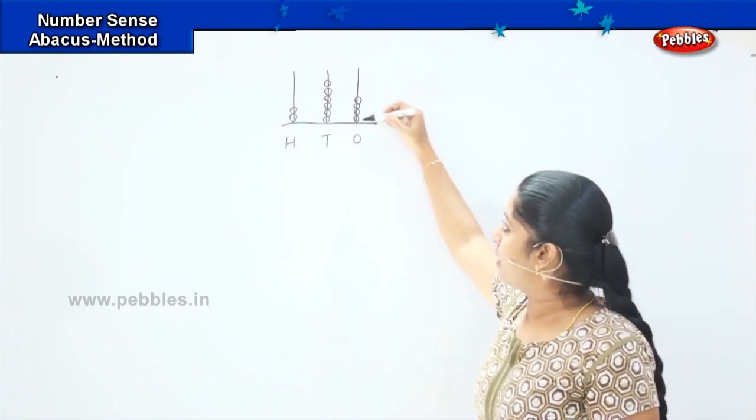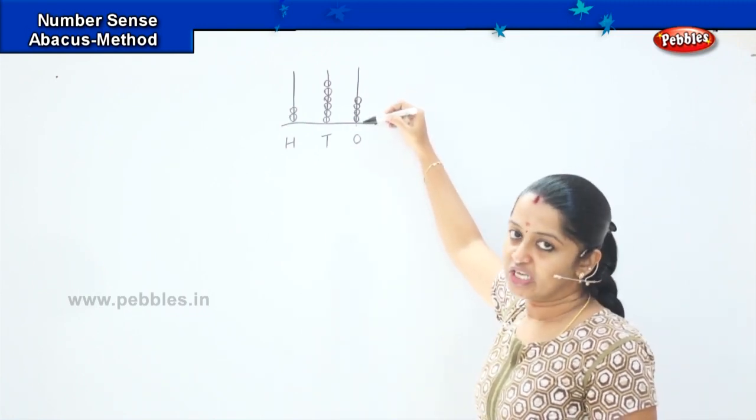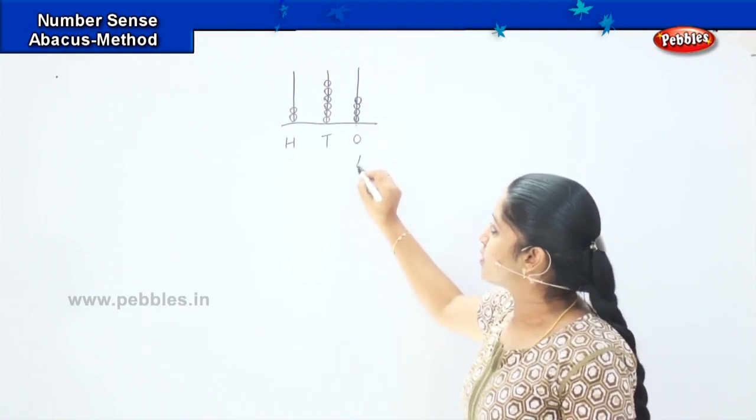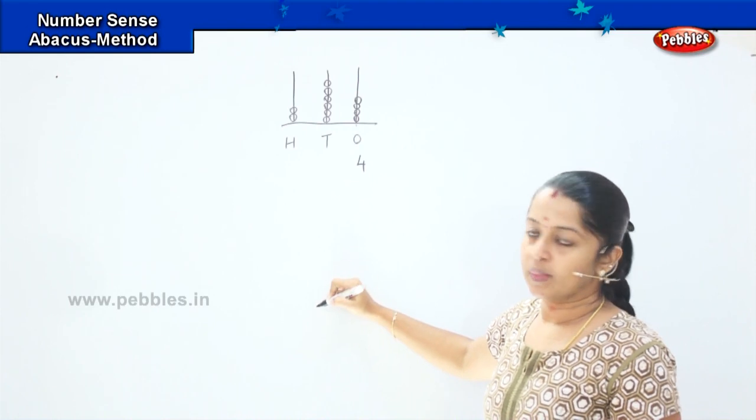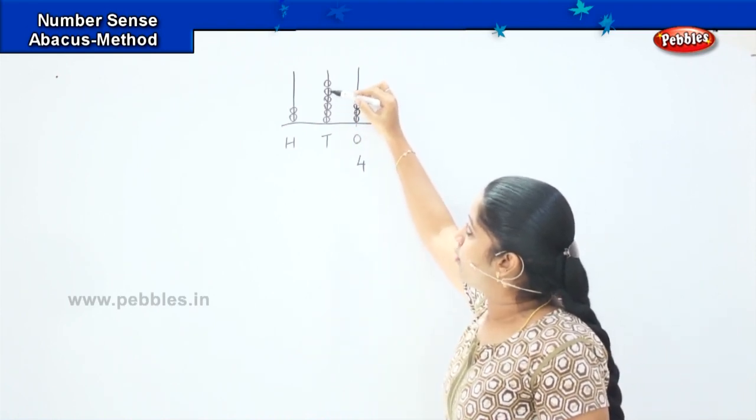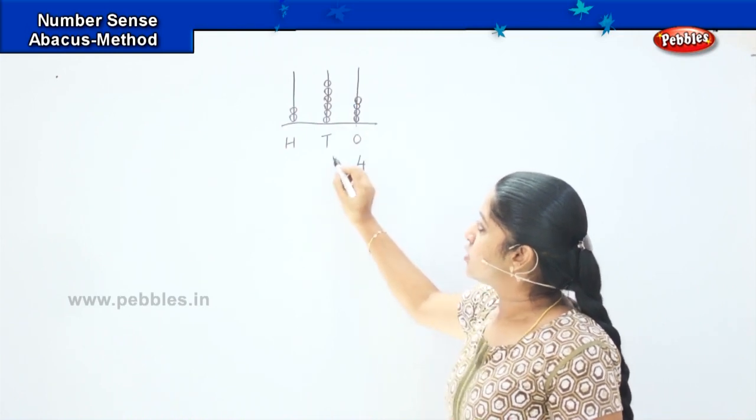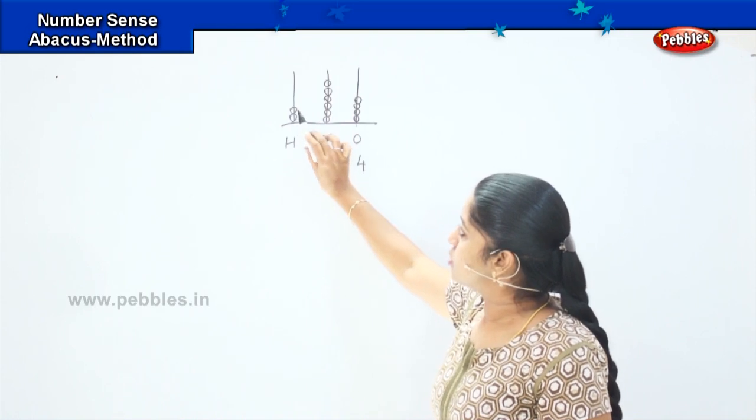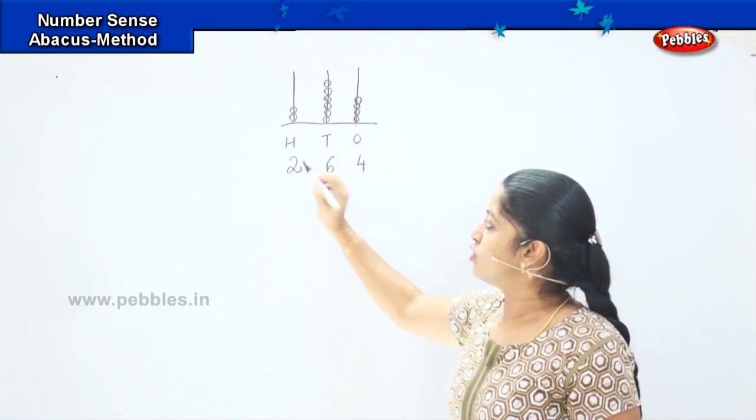How many balls do we have in the ones column? Shall we count? It's 1, 2, 3 and 4. So we are going to write 4 here. What about in tens? 1, 2, 3, 4, 5 and 6. So we are going to write 6 here. The last one is 1, 2. We are going to write 2 here.